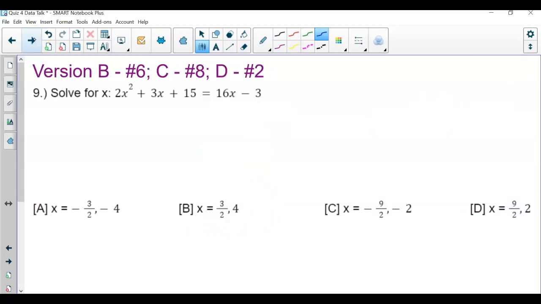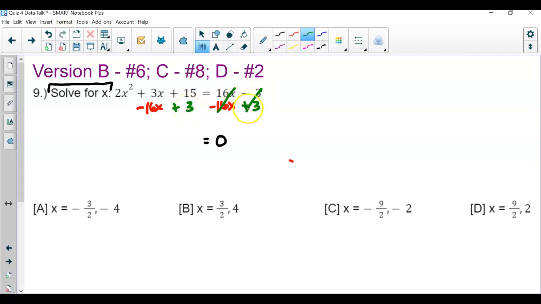Question number 9, we are also solving for x. However, we're equal to 16x minus 3, and this has to equal 0. So with positive 16x, I need to move this over and subtract 16x. I'm going to line it up with my like terms. We also need to go ahead and add 3 to both sides. I'm going to line that up by my like terms.